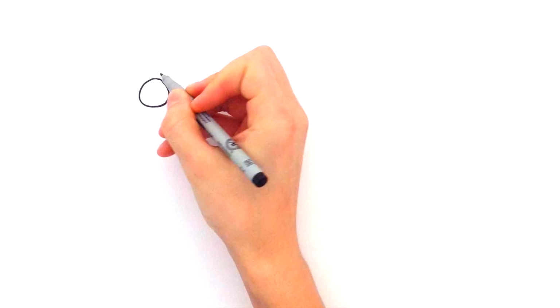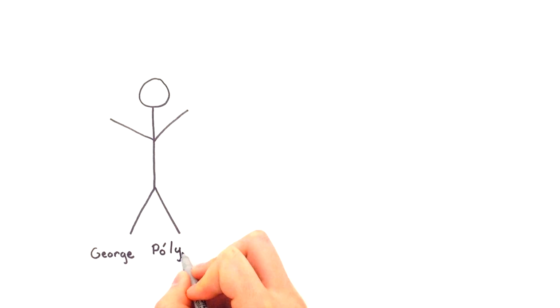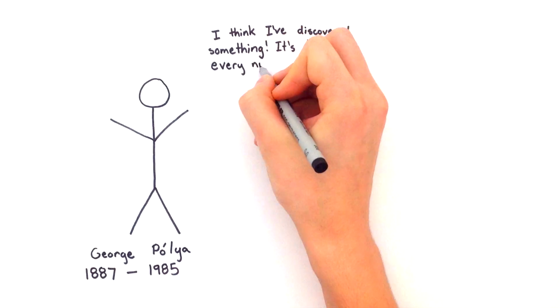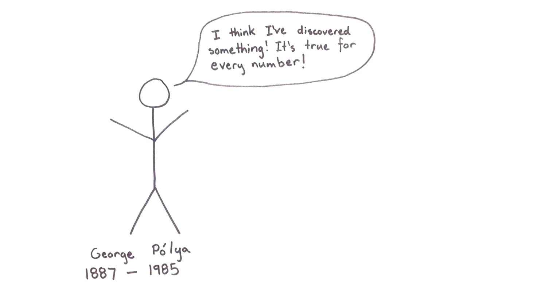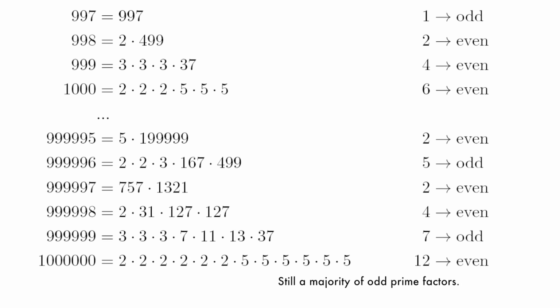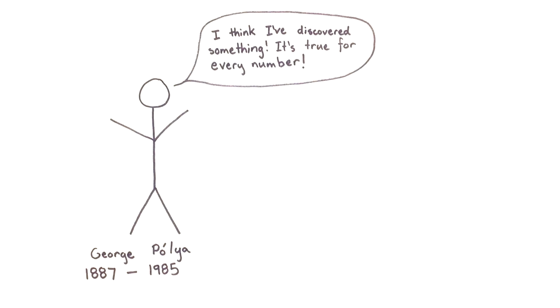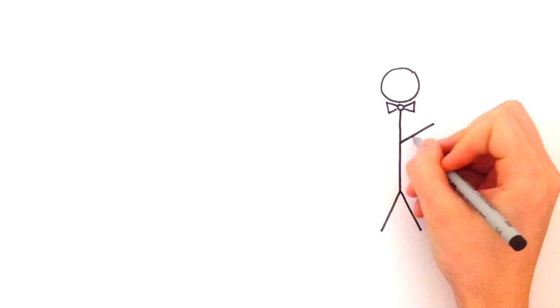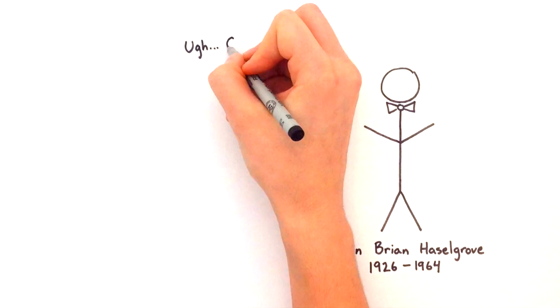This was first asked by George Pólya in 1919 when he conjectured that for every number, the majority of numbers less than it would have an odd number of prime factors. He had a good reason to think it was true because looking at every number less than 1,000,000, this statement was true.